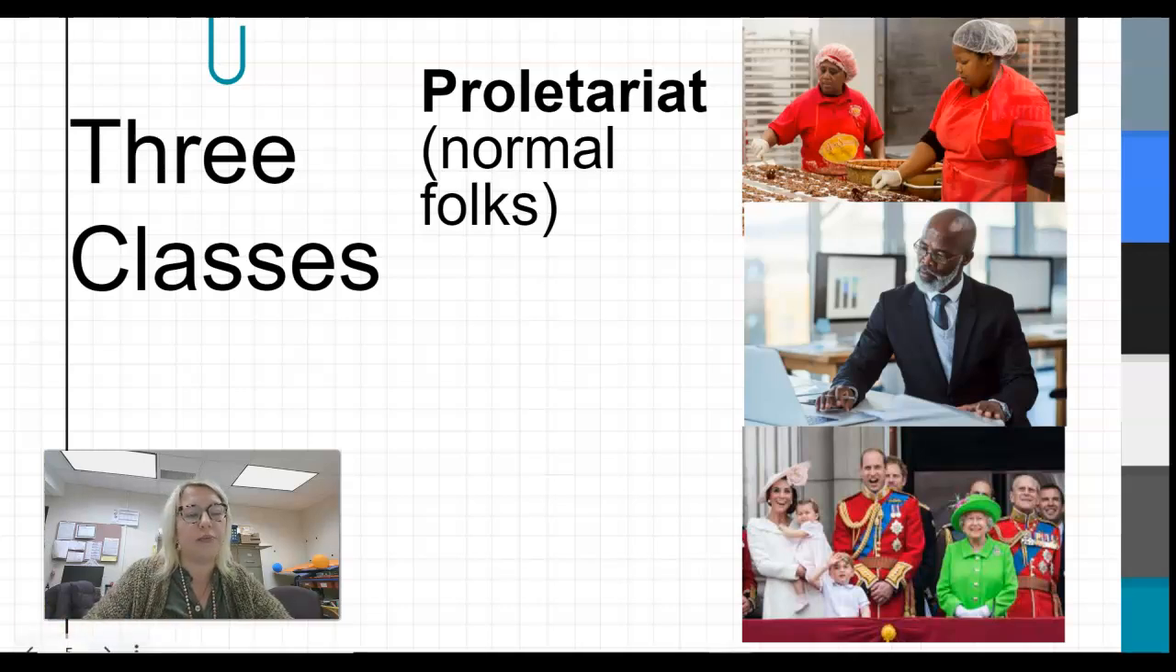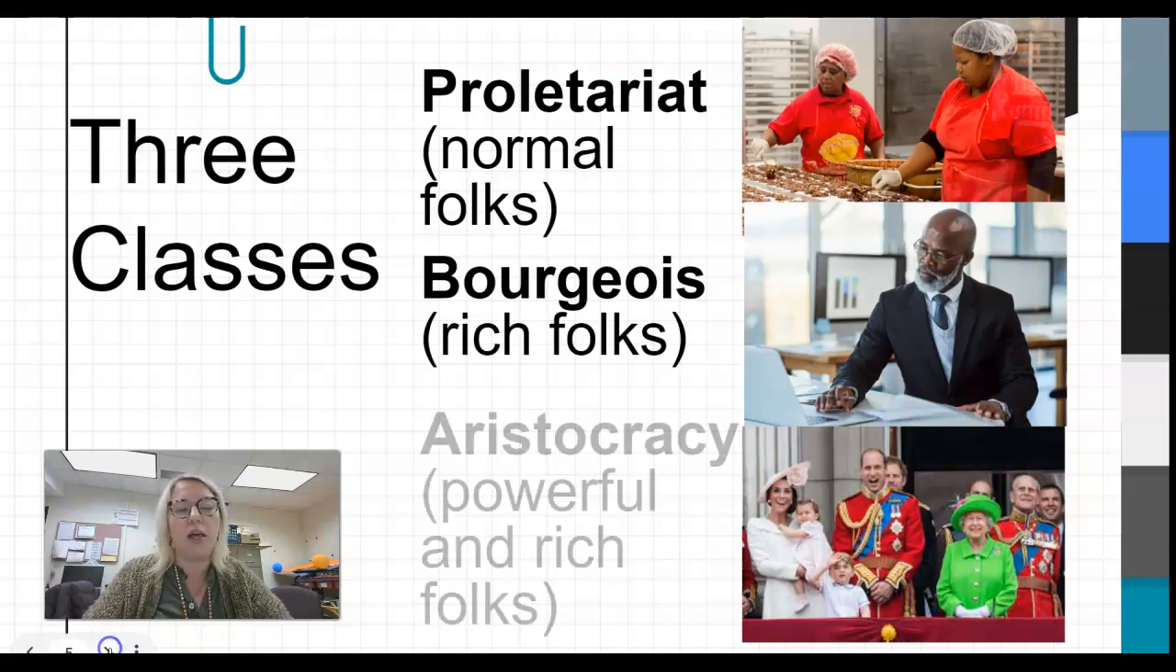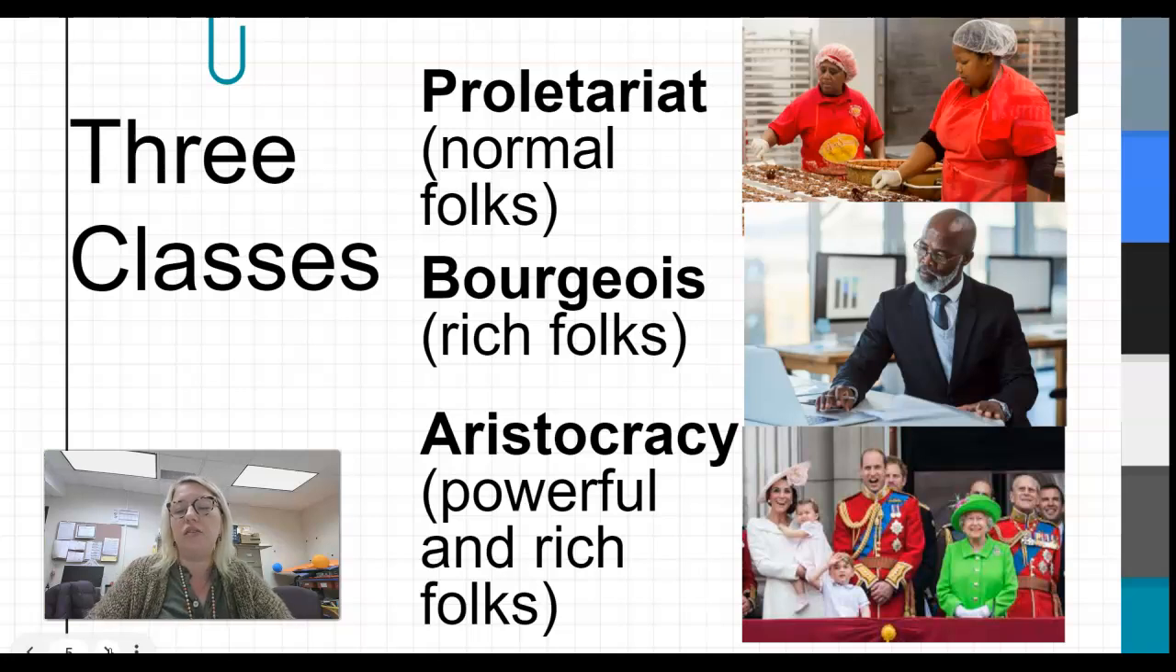The next group of people are the bourgeois. These are the rich folks. This is where that word bougie comes from, that you guys use. If somebody's kind of fancy, they're bougie, right? It comes from this French word bourgeois, people with money, people who are rich, people who are probably telling other people what to do. And then the third class that Marx recognized was the aristocracy. These are the powerful and rich folks. I've got like the Queen of England and her family up here, but you could just as easily put some of the people who are in political power in this image as well.